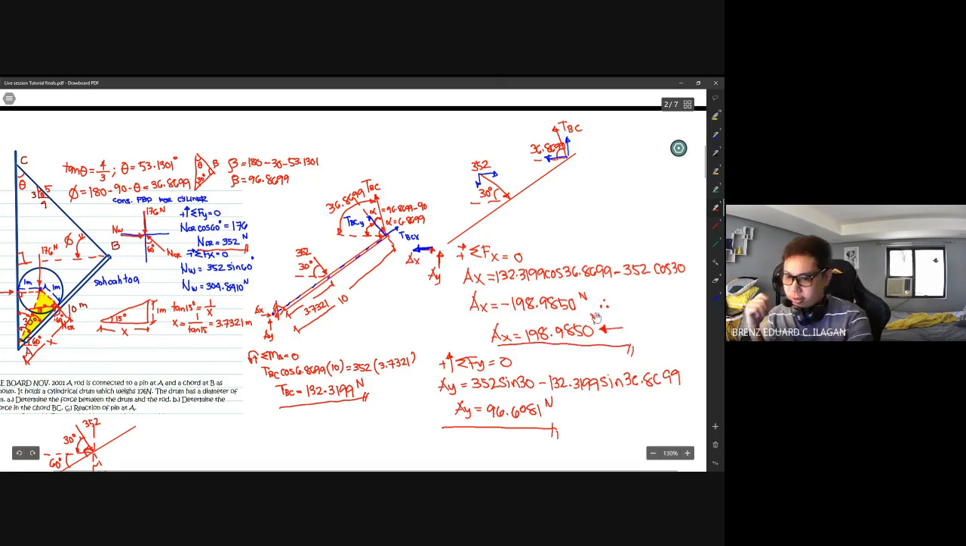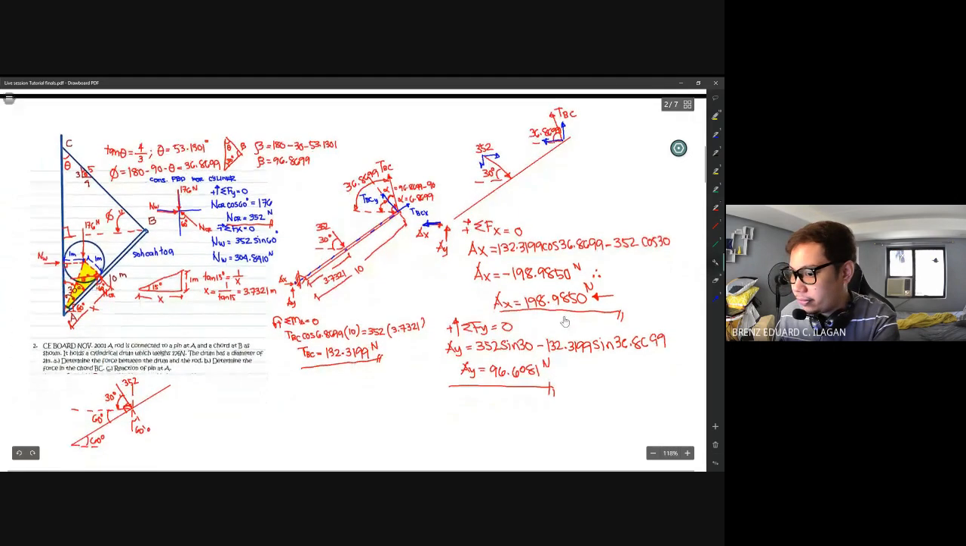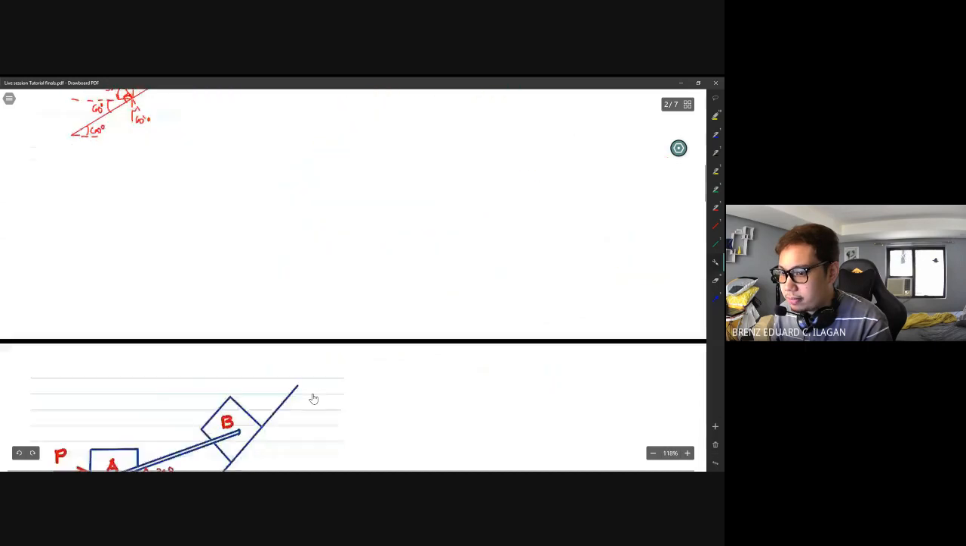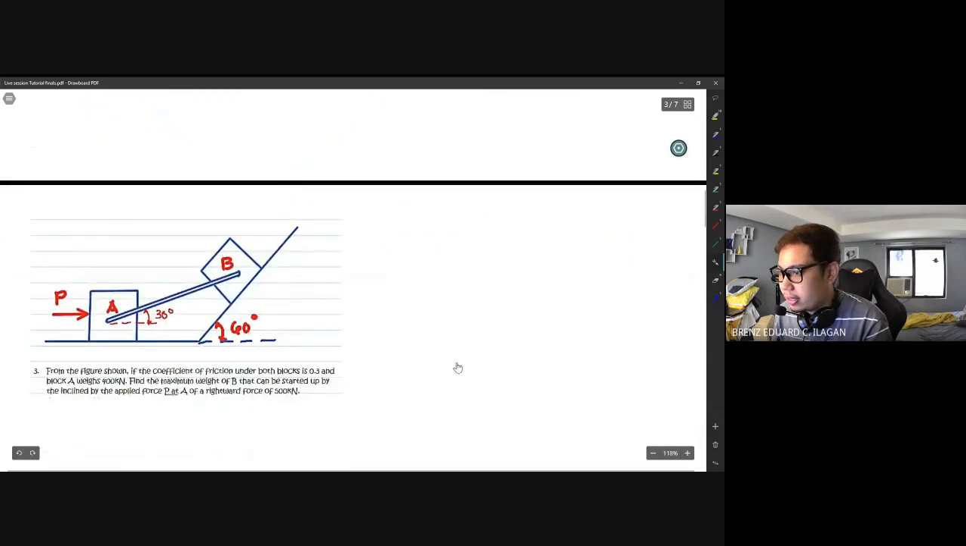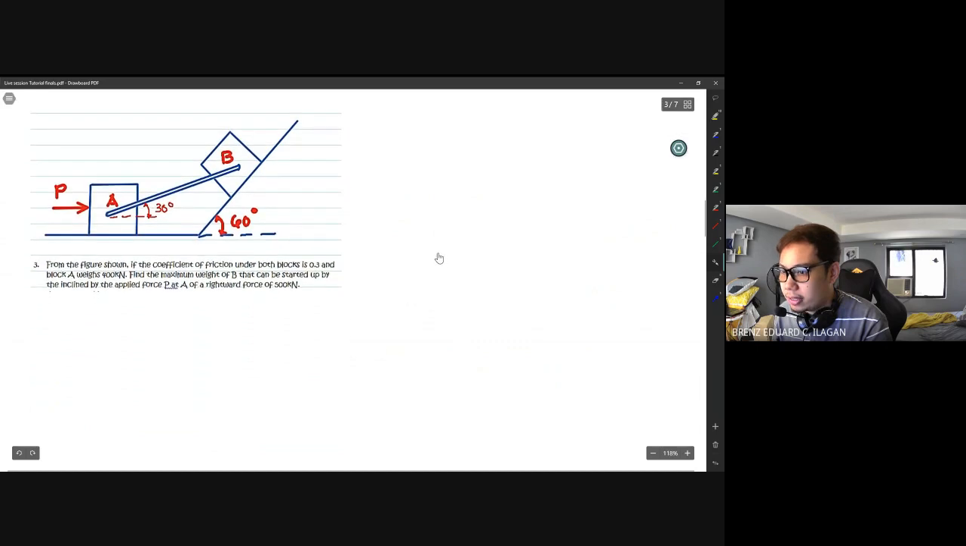I'll zoom out a bit to capture the bottom. Please take a screenshot. Okay? So, let's proceed with the next problem. I think this one will be included in the exam.